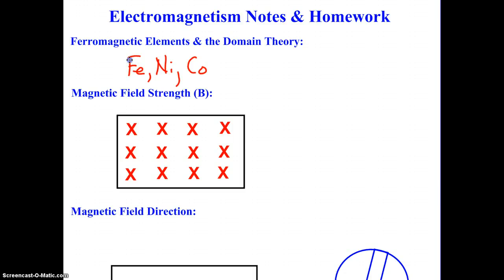As you will learn later in this unit, moving charges, such as moving electrons, create magnetic fields. So when the electrons all spin in the same direction, this causes a uniform magnetic field throughout the substance, and therefore the substance becomes magnetic.